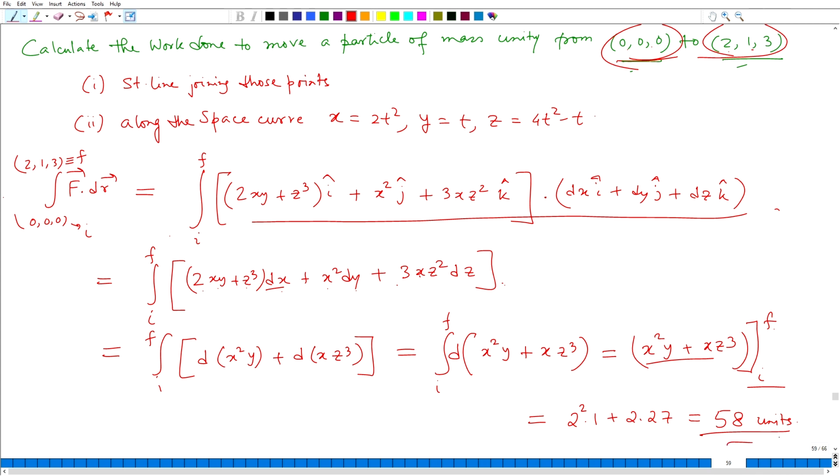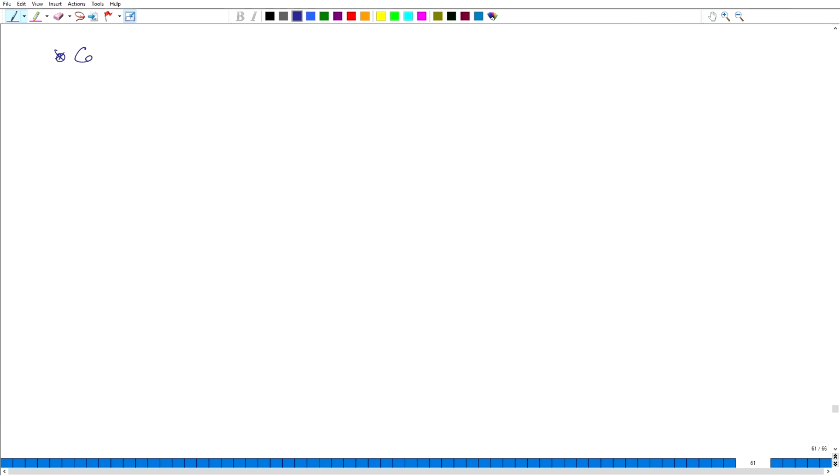So, what I will do here, I will simply take the path which is nothing but a straight line. So, I just take the straight line, calculating the work done along the straight line joining 0 0 0 and 2 1 3. Okay.